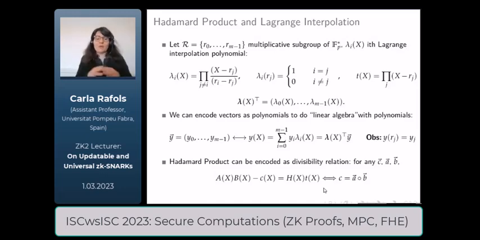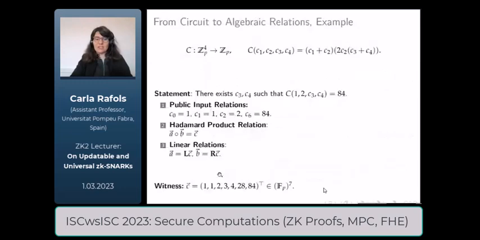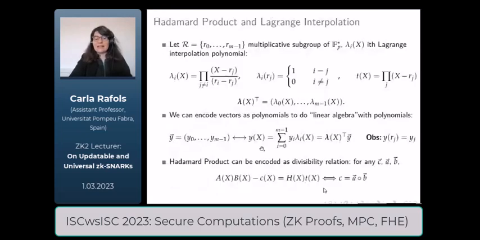So, the important thing now is, what I just told you is that for each vector, you build a polynomial. Now, the important thing to note is that these Hadamard product relations that we had here, we want to prove three things, but one of them is a Hadamard product relation. This is easily encoded as a divisibility relation.